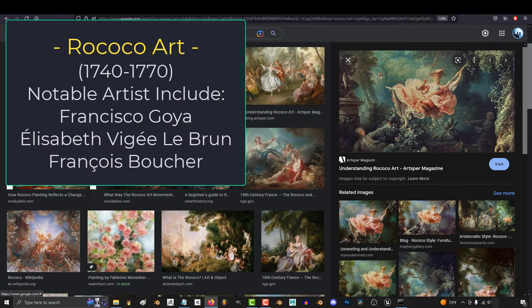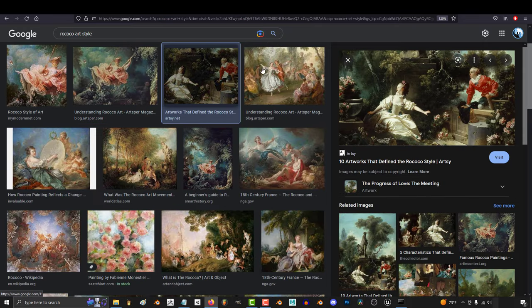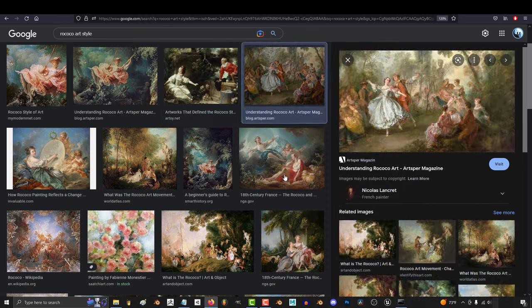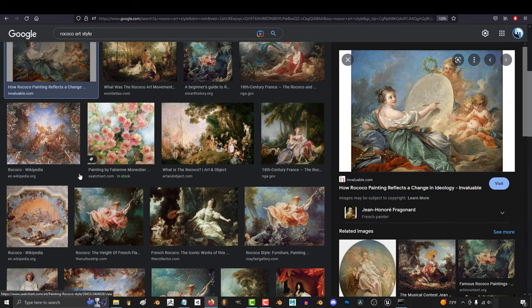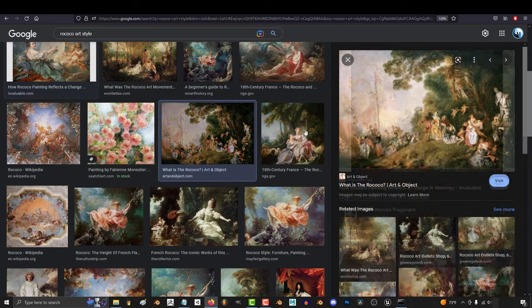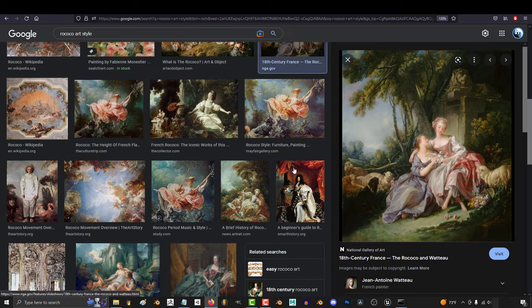Rococo. An extremely ornamental and theatrical style of art. It's often super decorated with nature, curves, gilding, and light pastel colors to create surprise and the illusion of motion and drama. It's kind of like Baroque, but a little less serious and a much lighter and happier tone.